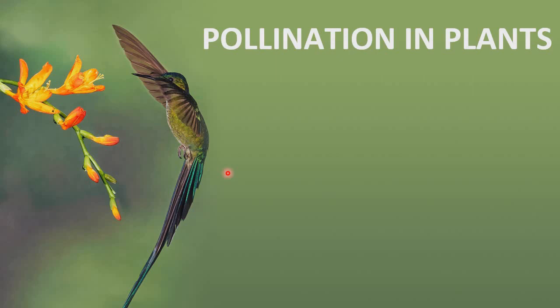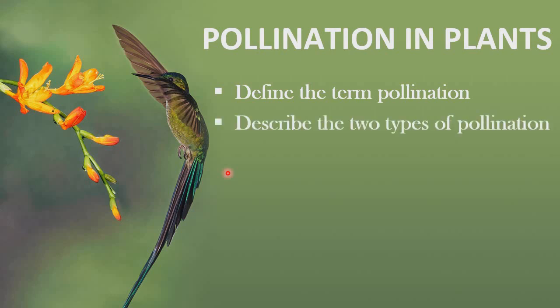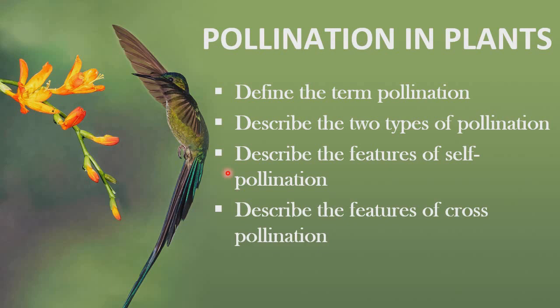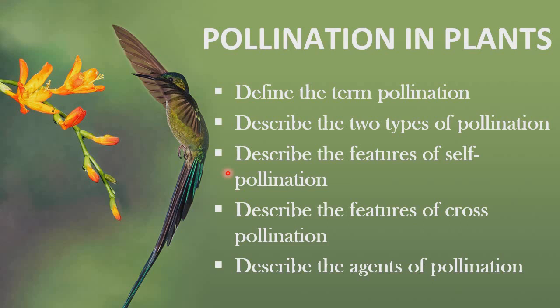In our learning objectives this week, we have the first one: to define the term pollination. Number two, to describe the two types of pollination. We'll also look at the features of self-pollination, and we will describe the features of cross-pollination too. We will still look at the agents of pollination. These are the objectives of our lesson this week. So at the end of this lesson, make sure that you capture these stated objectives.